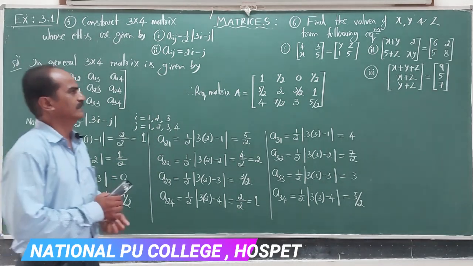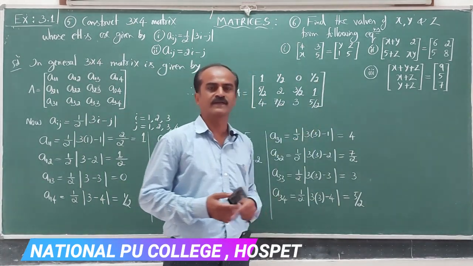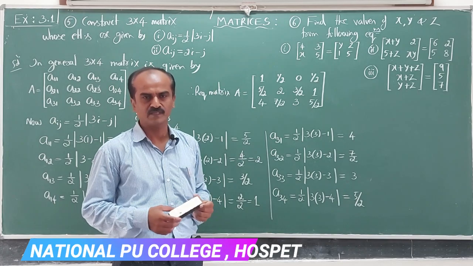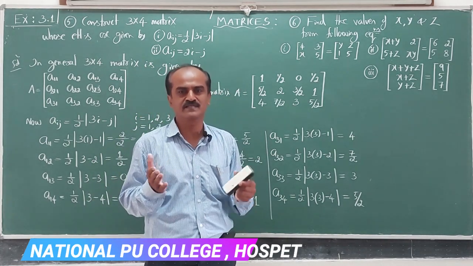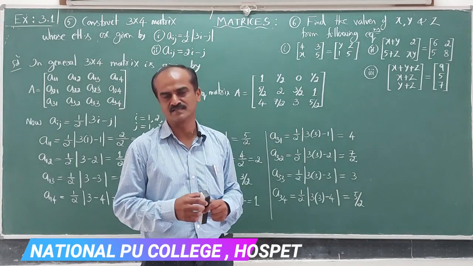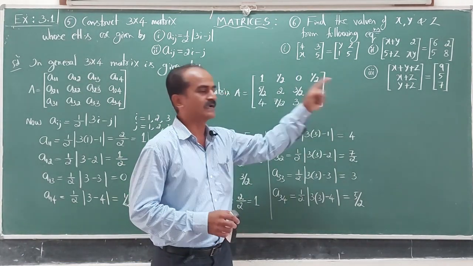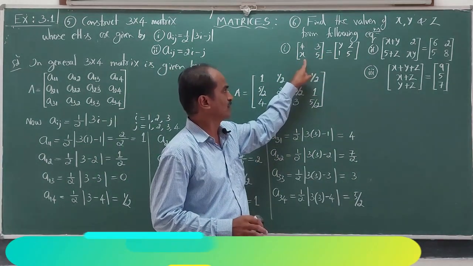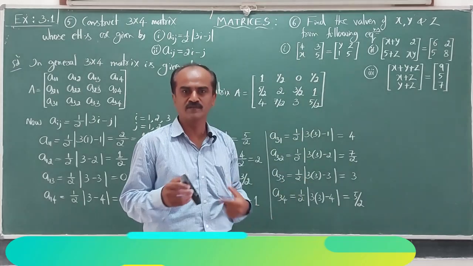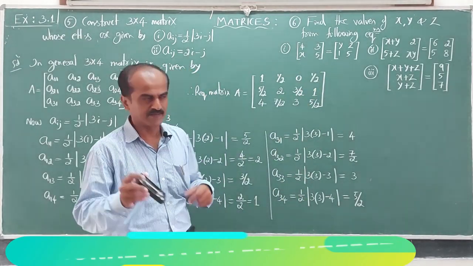Okay. Next, in question number 6, they are given different equations. Equation means now they are referred to as matrix equations because these equations contain matrices on both sides of the equation. They contain some unknowns, so we are required to find the values of the unknowns using these equations. Now let us consider them one by one.